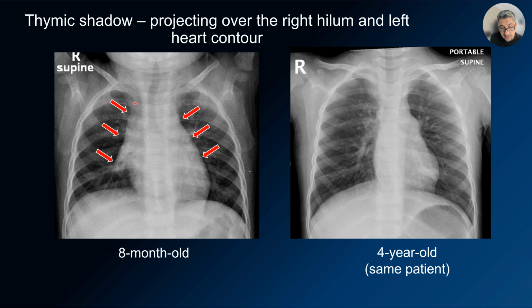The thymus can extend down over the hilum and over the heart and obscure the hilum. Here, same patient, 8-month-old, the thymus is extending all the way down and obscuring the hilum and main vessels. On the left, also obscuring the assessment of the main vessels and the left heart contour, but same patient. After the involution of the thymus, we can see them very well.